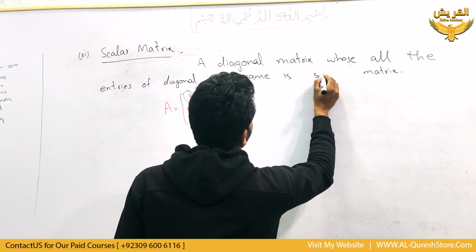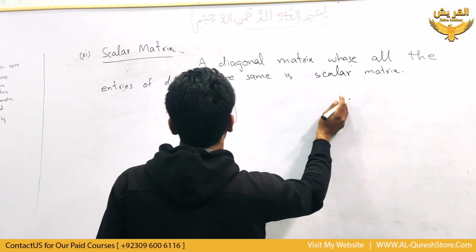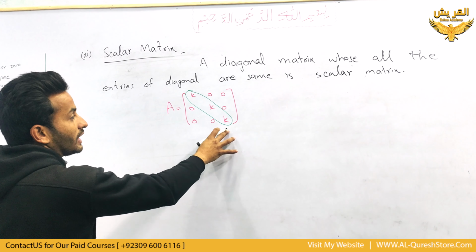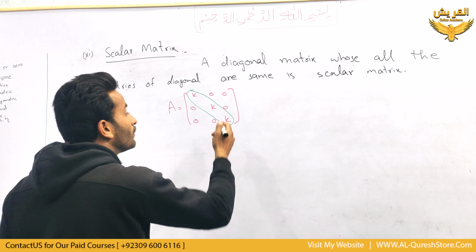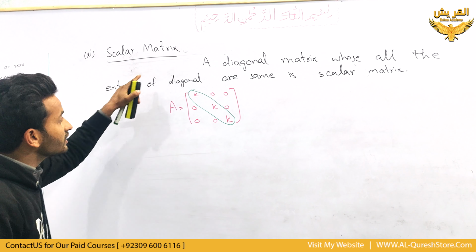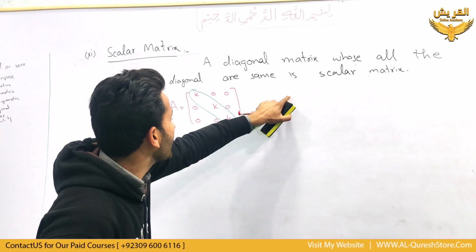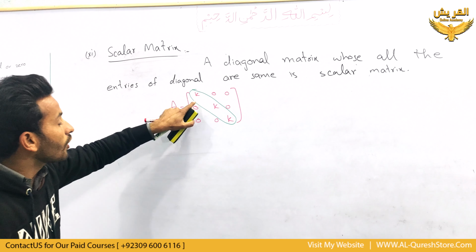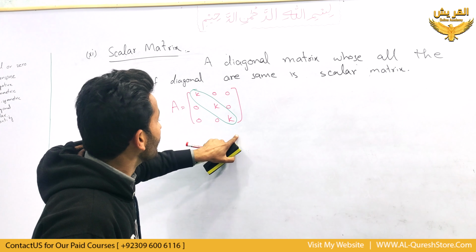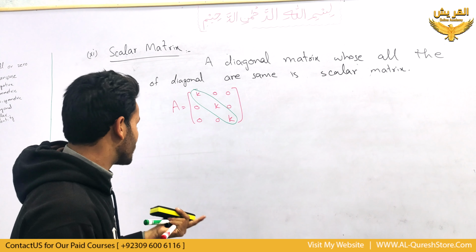It is a scalar matrix whose diagonal elements are all the same, but all elements except the diagonal elements are 0. First it is a diagonal matrix, and then all the entries of the diagonal elements are the same. So this is called a scalar matrix.